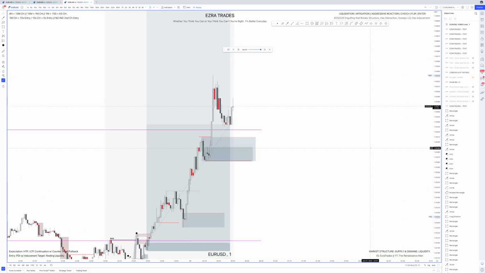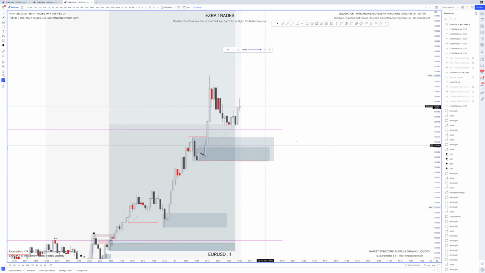So this one, what do we see? Remember that we're fueled by the higher time frame, so there's a chance that the higher time frame can take over at any moment. So what do we need to see?